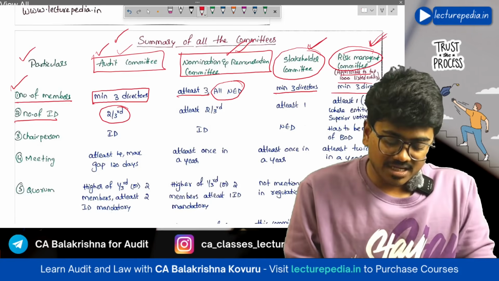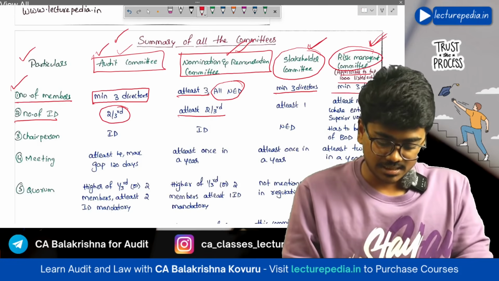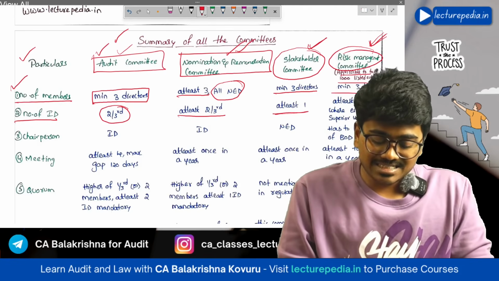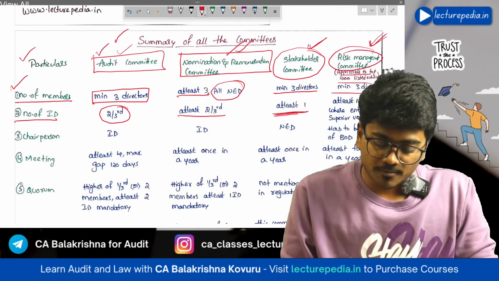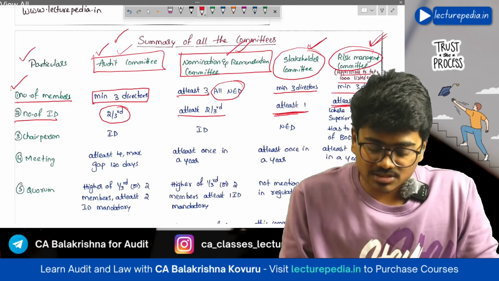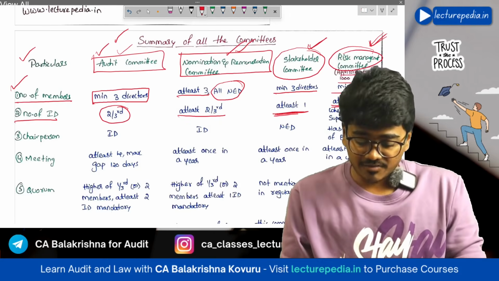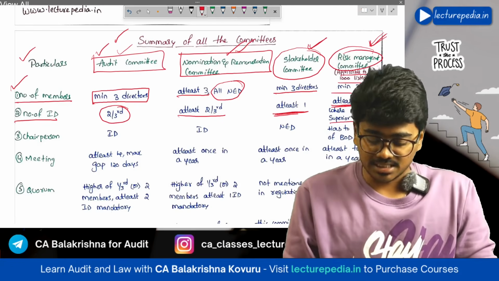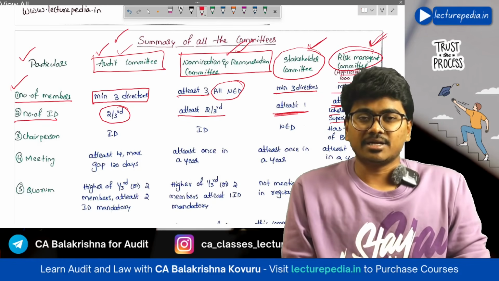Next, even for nomination remuneration committee, at least 2/3 must be independent directors. And in case of stakeholder relationship committee, at least one member must be independent director, and in case of risk management committee also at least one member must be independent director. If the listed company is having superior voting rights for any of its shares, then 2/3 must be independent directors.